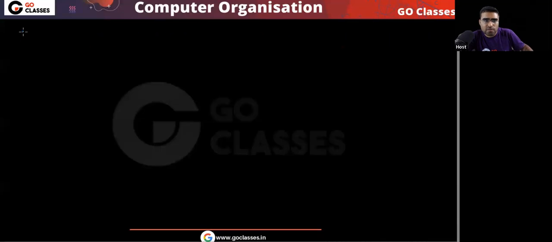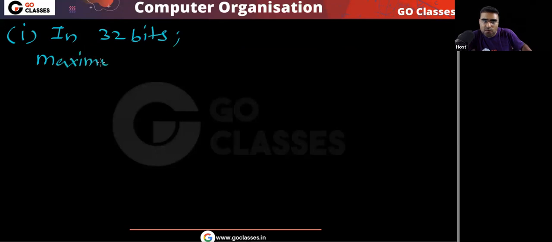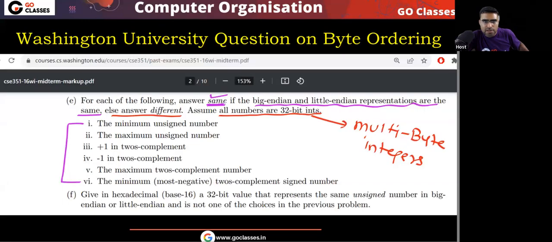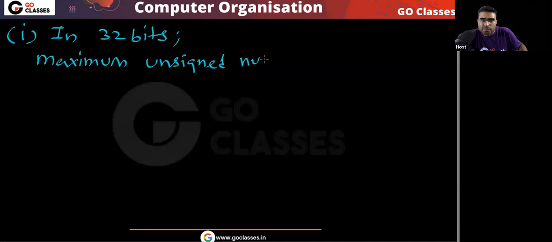Let's solve the first one. First of all, you tell me, in 32 bits, what is the maximum? Maximum means largest. What is the largest unsigned number that you can create? Unsigned integer. Anyone? If you want to create the maximum unsigned number, then in binary, how will it look?